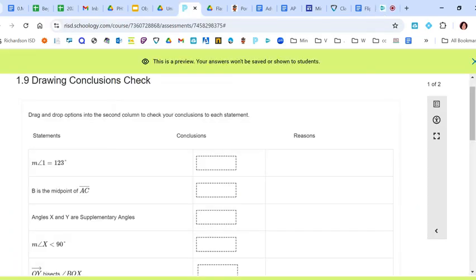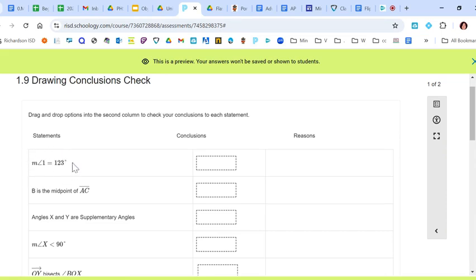All right, so on 1.9, when you open up the Schoology piece, it's going to tell you, here's my statement, here's my conclusion, and here's the reason. The only downside is you have to do all the conclusions first and then do all the reasons next. That's a limitation of the Schoology. So then I'm going to look at the first one.